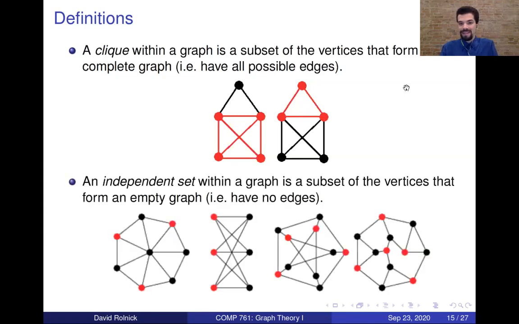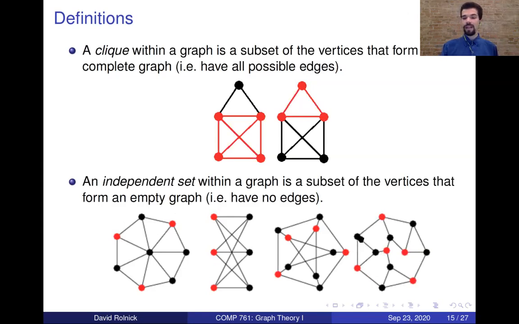An independent set within a graph is a subset of the vertices that form an empty graph, i.e. there are no edges between them. So for example, here we have 3 red vertices, which none of them, no pair of them is connected by an edge. So that is an independent set. Likewise, these 3, likewise, these 4, and likewise, these 5.